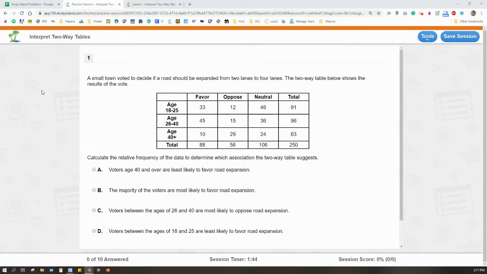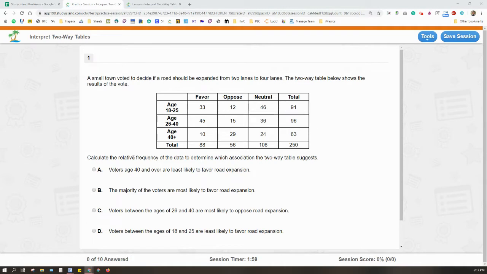Okay, this is the example video for interpret two-way tables. Number one, a small town voted to decide if a road should be expanded from 2 lanes to 4 lanes. The two-way table below shows the results of the vote. So we've got our table here.